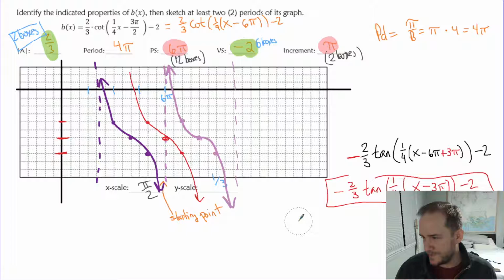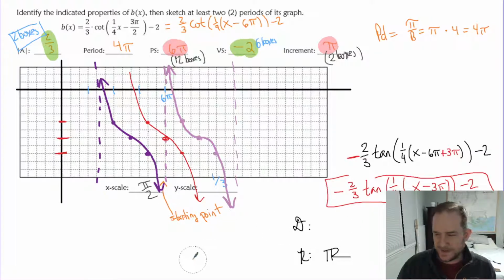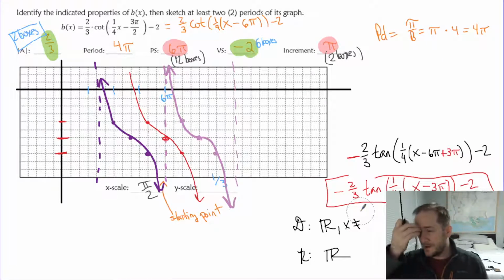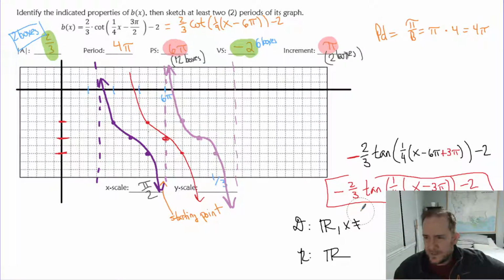Again, I'll get the easy one out of the way first. And that's the range, because the range is just going to be all real numbers. The domain, though, is again going to be all real numbers except for these asymptotes. So it's going to be all real numbers, comma, x may not equal. And then we're looking at it. What can't we be? We can't be any of these asymptotes.